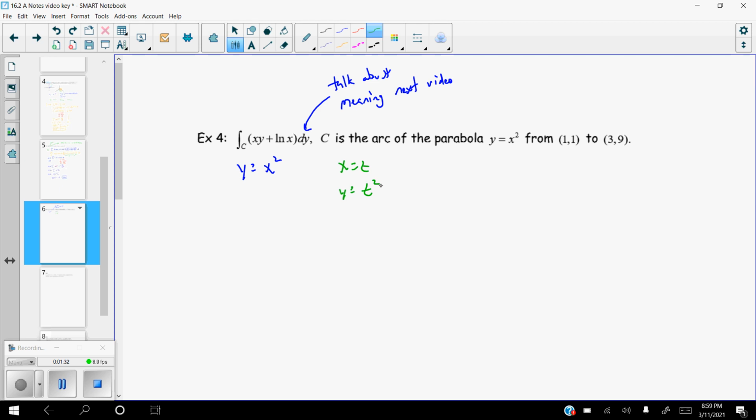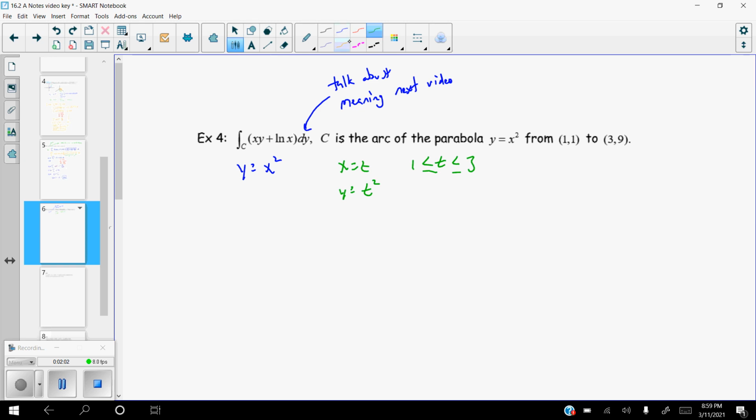So where are we going from here? If x is 1, t is 1. If x is 3, t is 3. So t is going to go from 1 to 3. You could have done the same thing with y. If you plug in 1 for y, t would be 1. If you plug in 9 for y, t would be 3. So either way, it's going to be 1 to 3.